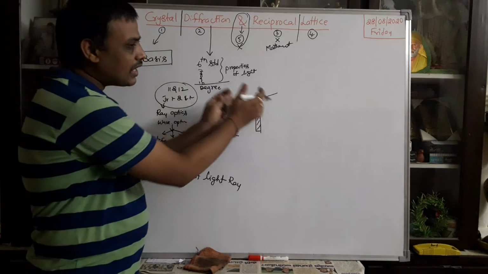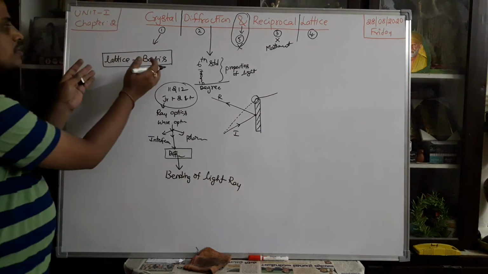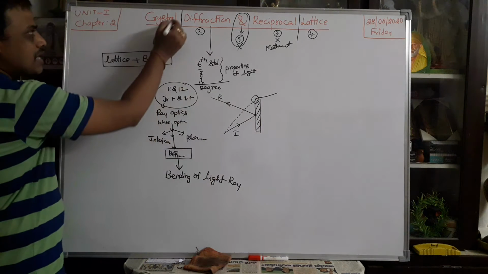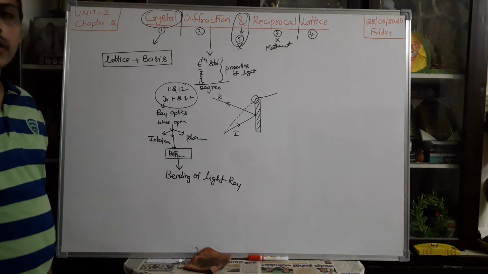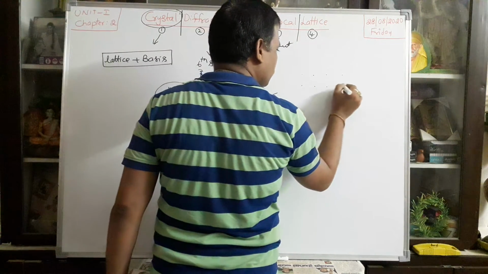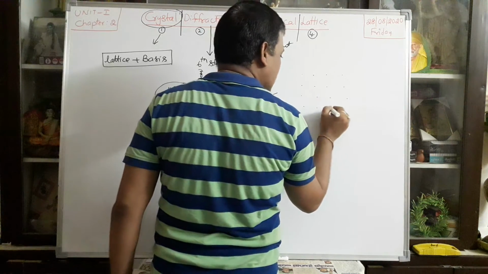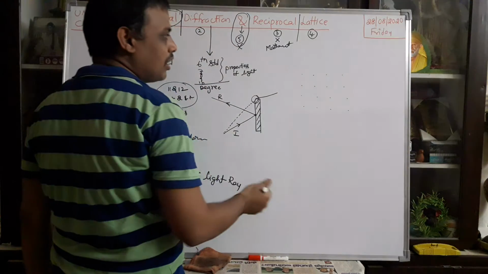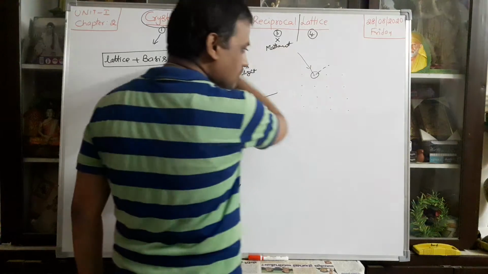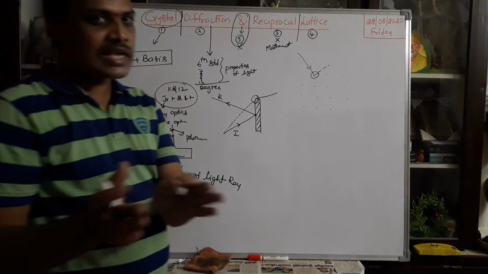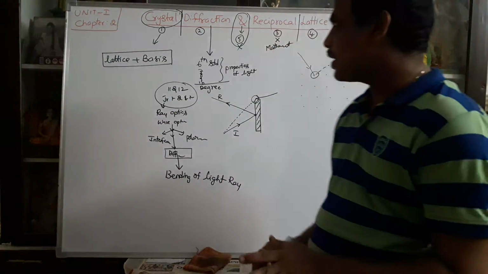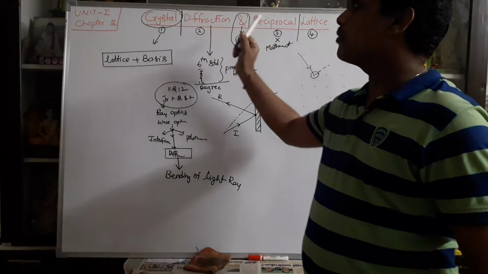So this diffraction is explained with respect to lattice points. This diffraction pattern, nothing but bending of light, can be explained based on our crystal structure. What is the crystal structure? Periodical arrangement of lattice points. So this entire structure is nothing but a crystal. On this crystal, you can introduce a light ray like this. Here bending occurs, and the phenomenon is called diffraction. So diffraction can be explained with respect to the crystal structure. Then the combination is called crystal diffraction. That is the chapter name, crystal diffraction.